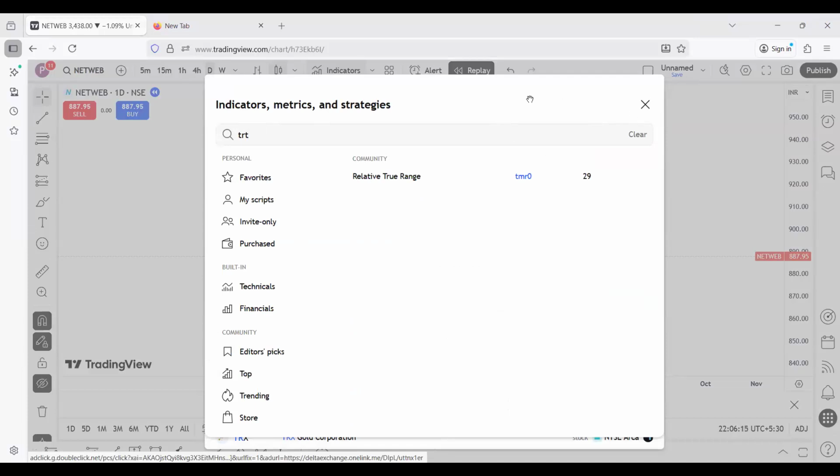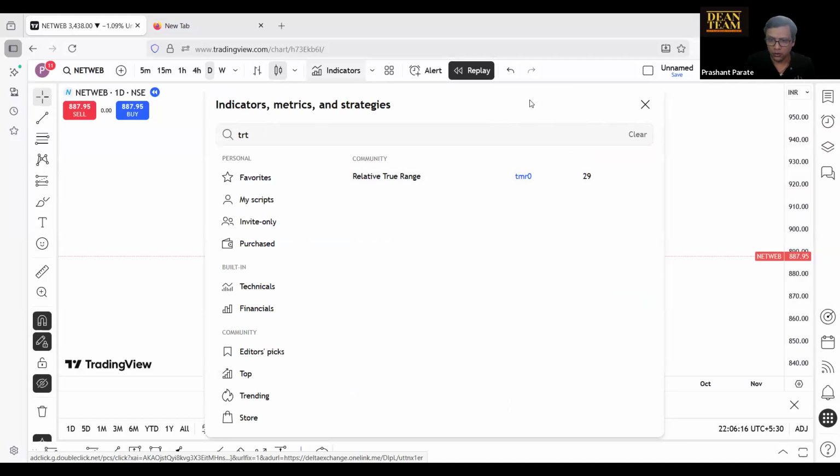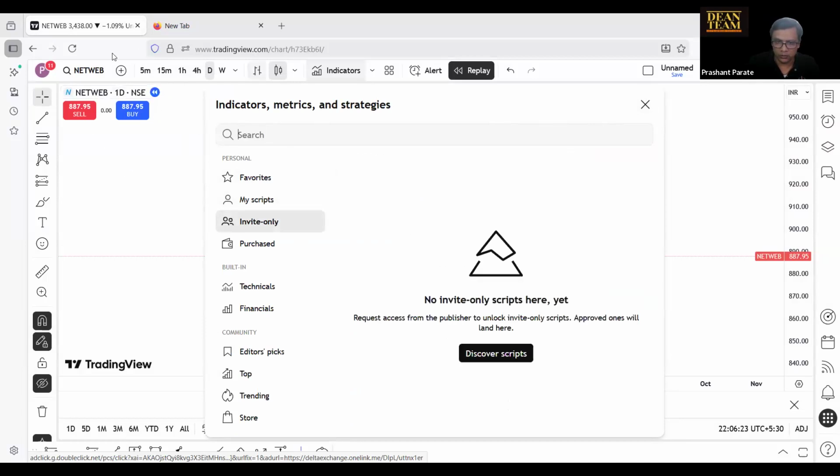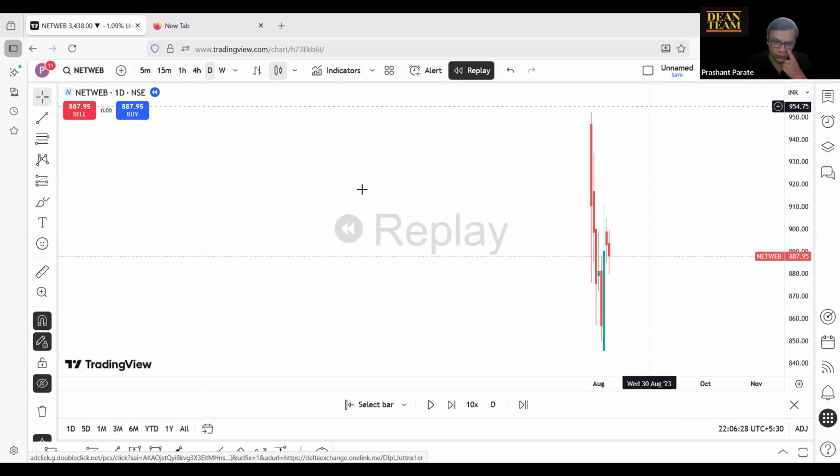Yes. From here, my indicators are not available on this because this is a new account which I don't use. So you can add them. The purpose of showing these things is over. I will go to my original account now and I will show from that. Okay. Let me open my chart.